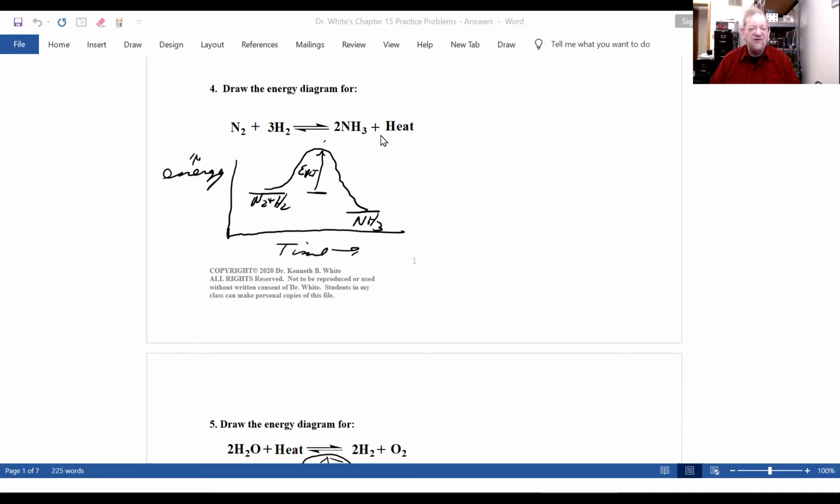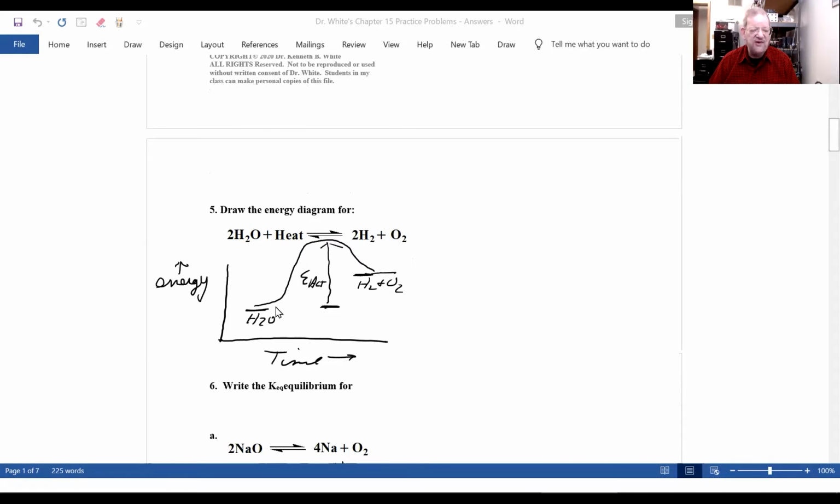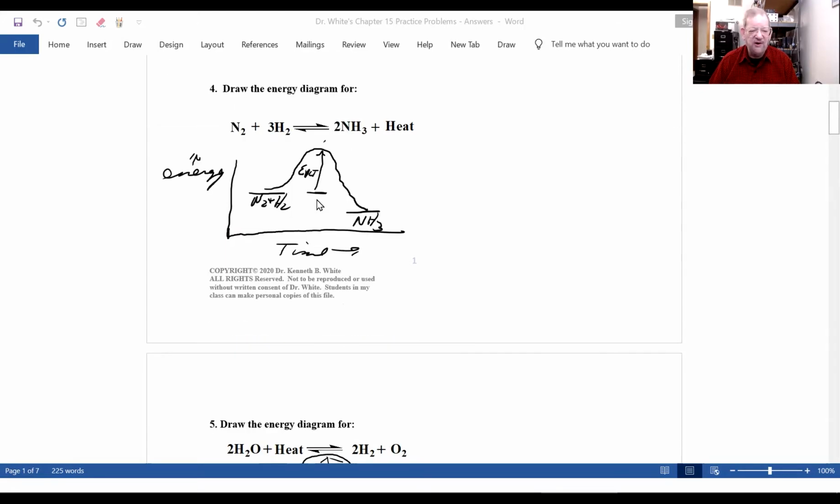When you have an exothermic reaction, the energy of the products, minus the heat, is always lower than the energy of what you start with. For an endothermic reaction, it's the opposite. The products have more energy than the reactants. In both cases, from where you start to the top of the hill is the activation energy. The activation energy is the minimum amount of energy you need to get over that hill, and getting over that hill means you have a chemical reaction.